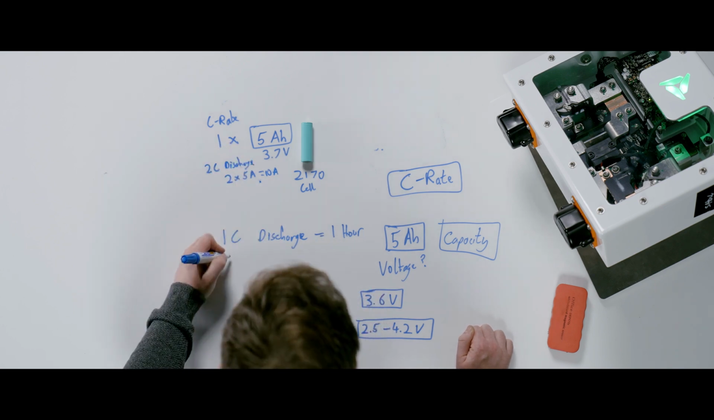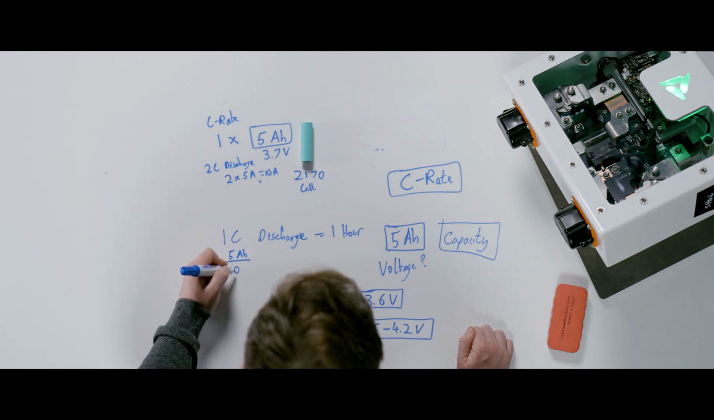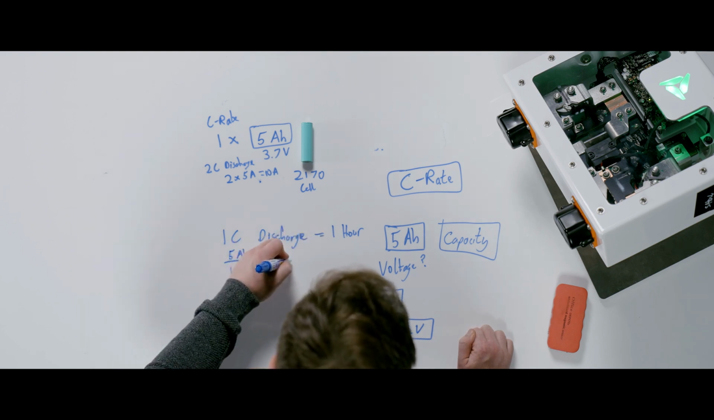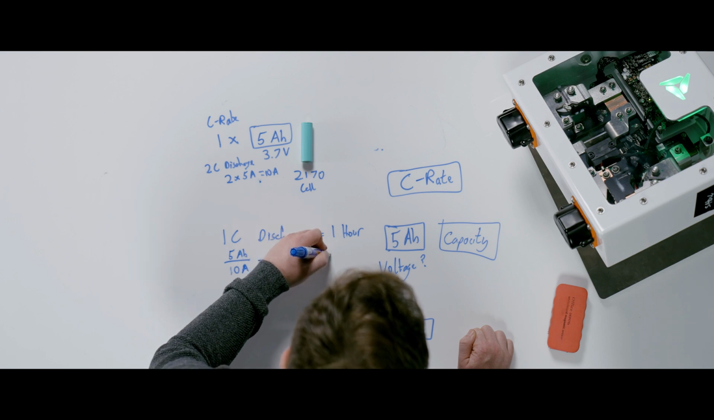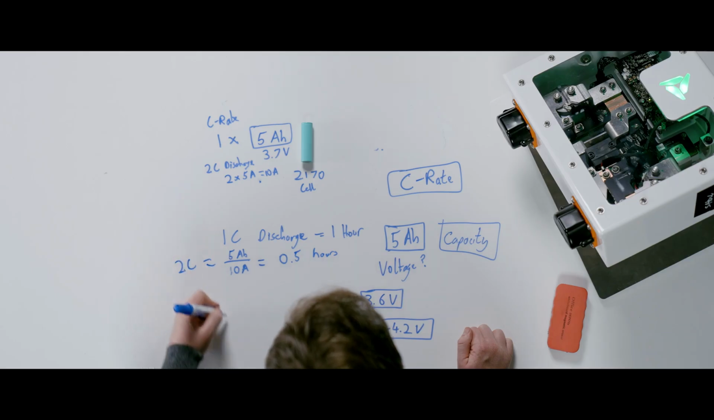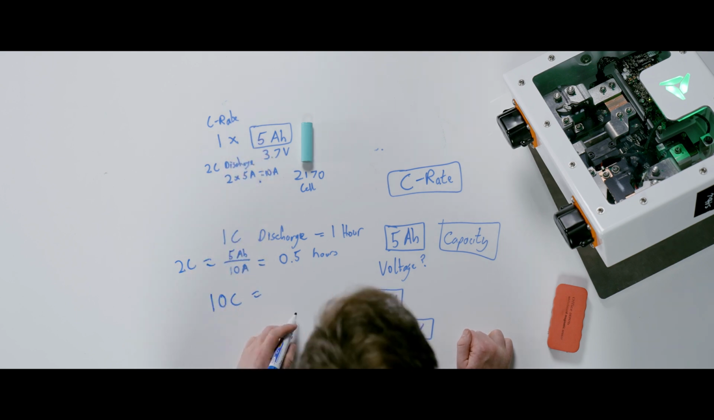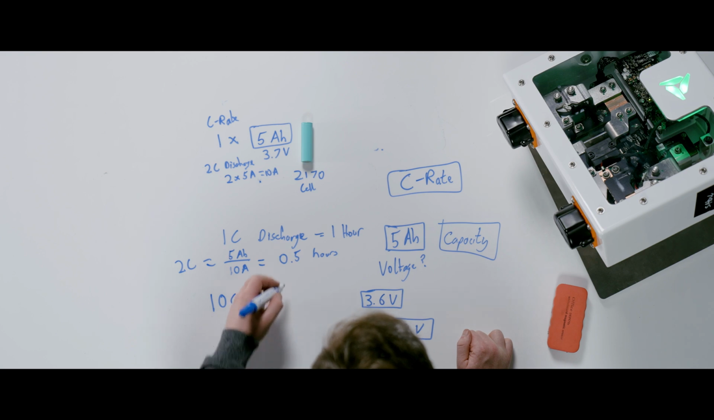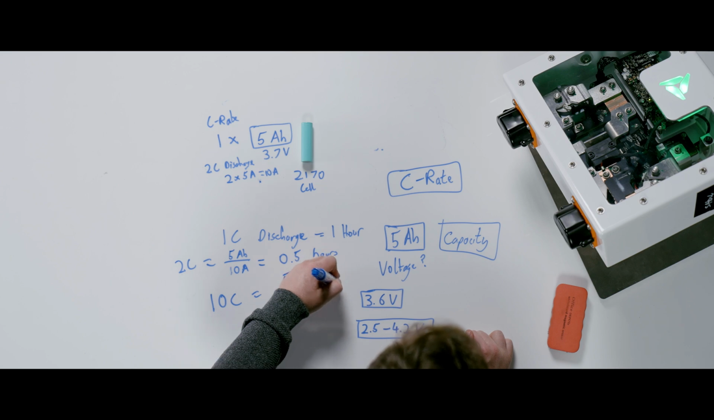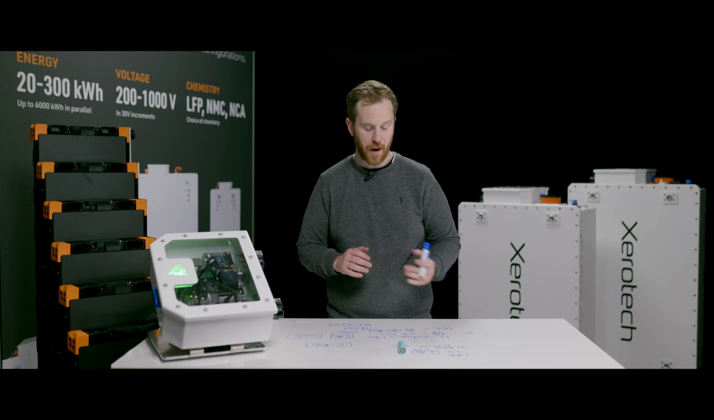So if we know that there's 5 amp hours in it, and we're discharging at 10 amps, we know that we're going to have that battery fully empty in 0.5 hours, or around 30 minutes, and so forth. You can go up even higher. If you have a 10C discharge, it's going to be discharging at 50 amps. That's 5 over 50, so it's going to discharge in 0.1 hours. That's a very fast discharge.